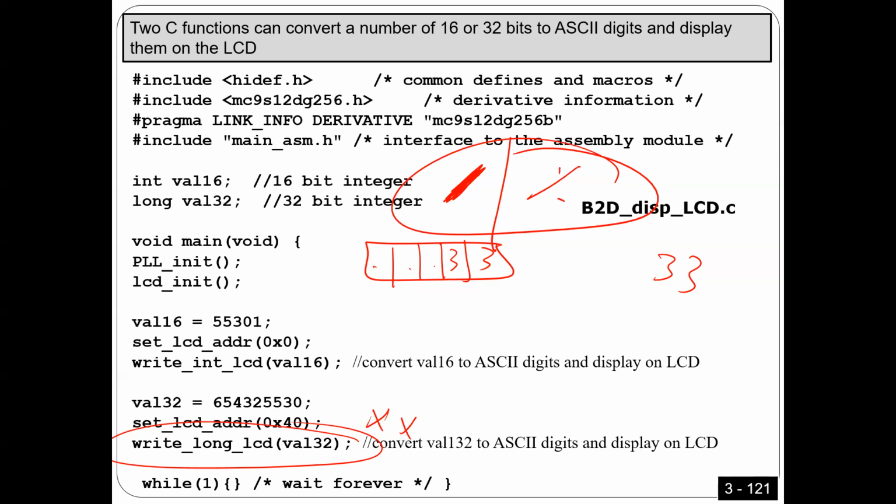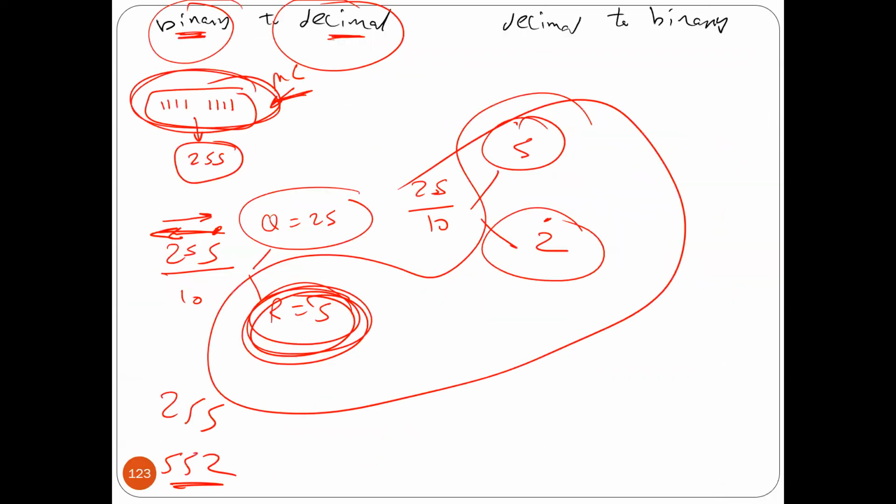Okay. Great. Now I'm going to move to the next one. So now I explained how you can convert binary to decimal. Is that okay? Sometimes I need to convert decimal to binary. Why do I need something like that?